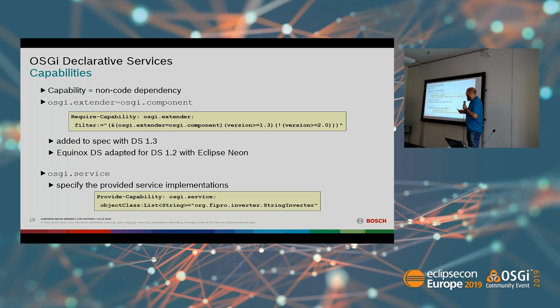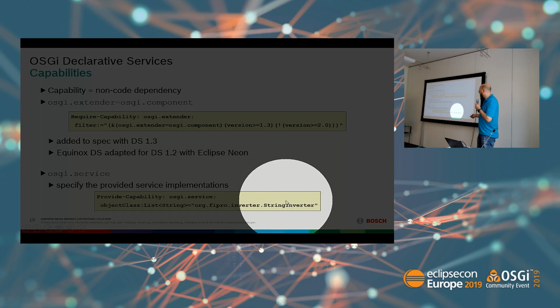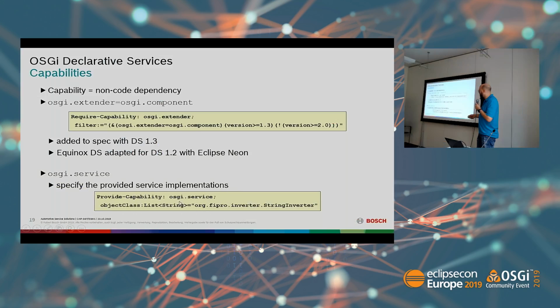And here we can also provide a capability, namely the OSGi service. So we can tell in our bundle that we are providing an implementation for the string inverter. And then we can also specify a functional dependency with regards to this on a service level and not on a technical package level.